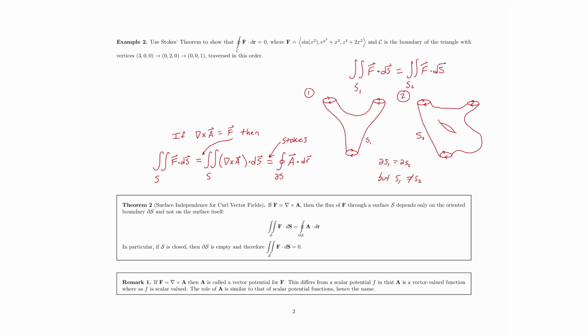Why? Because of this assumption here. If F is the curl of some other vector field, then the result is surface independence. Surface independence. Okay. So that's a pretty cool thing.